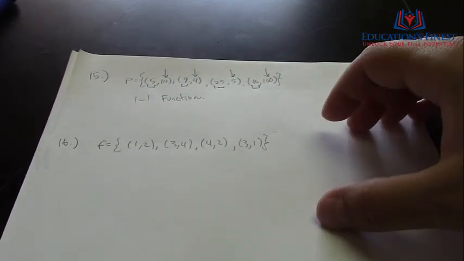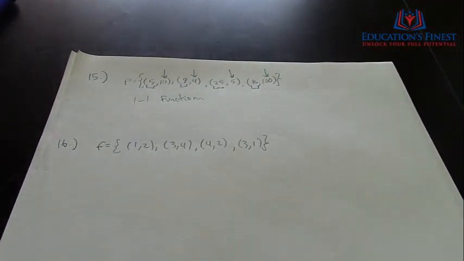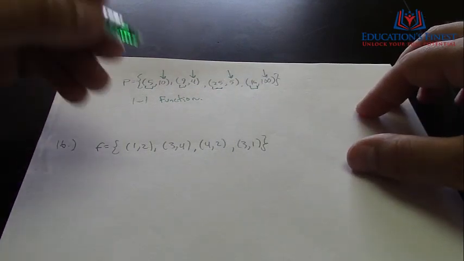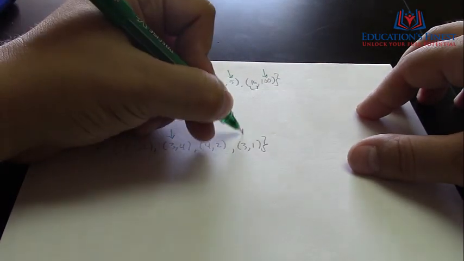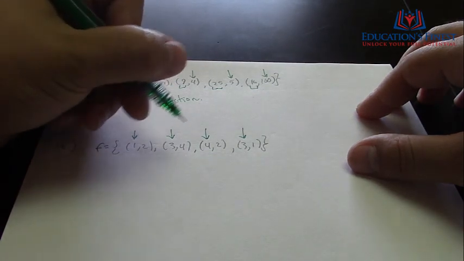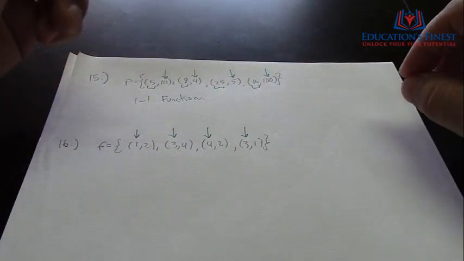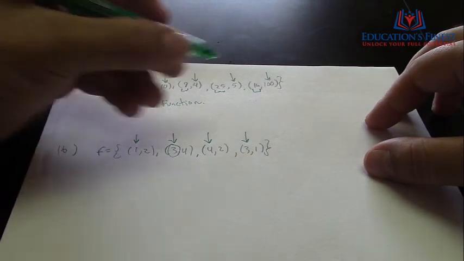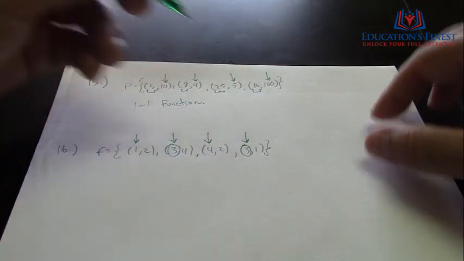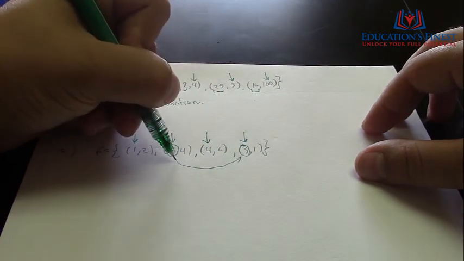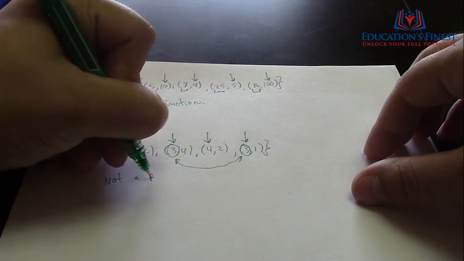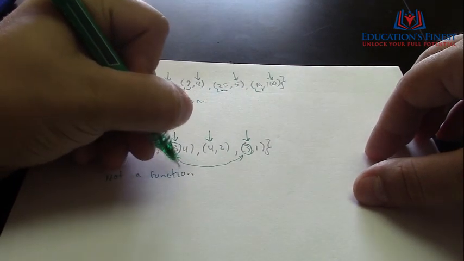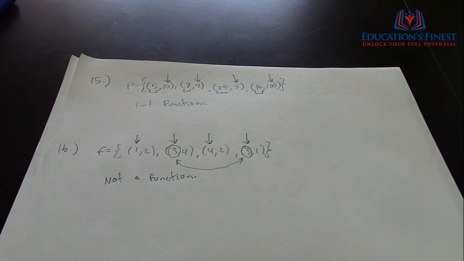Number 16. Same exact question. Is this guy a function or not? Well, all you got to do again is look at the x values. Okay? 1, 3, 4, and 3. Now, do any of the x values repeat? Well, you have a 3 here and a 3 here. So they repeat. With that being said, it is not a function. Okay? And that's that.